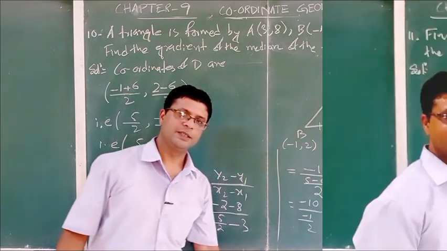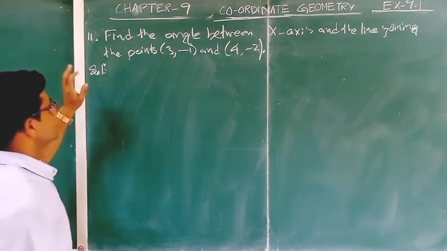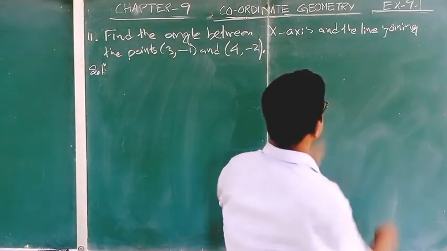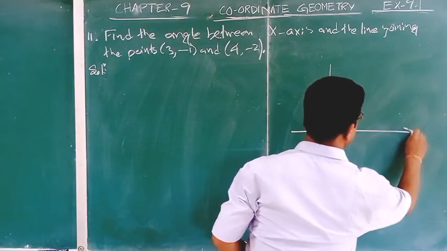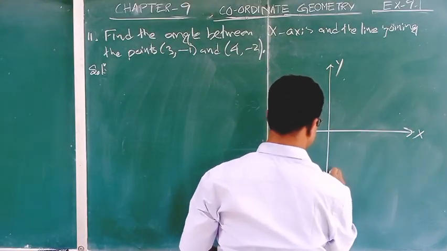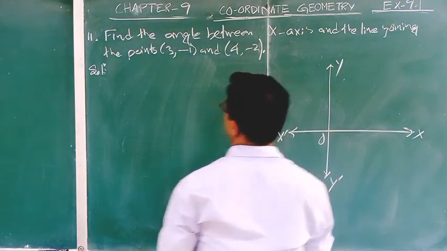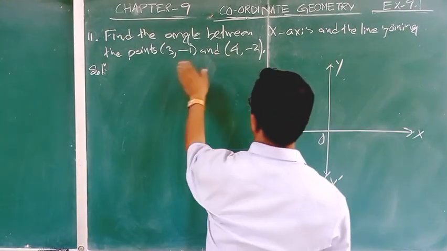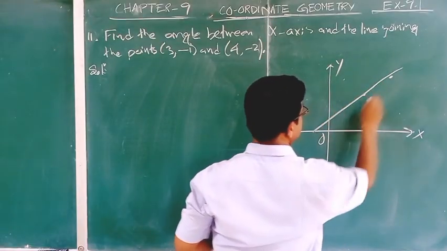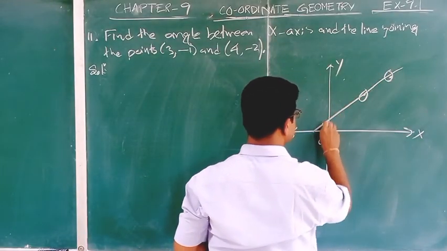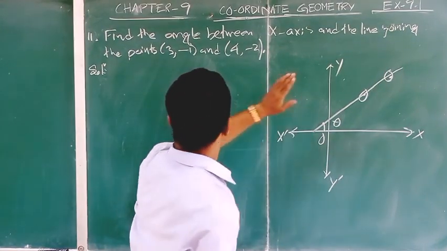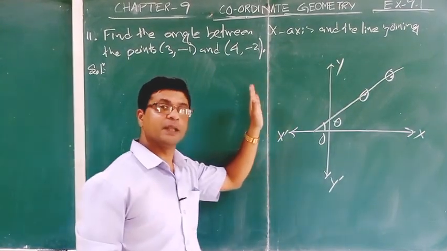Have you understood this? Now dear children, we have taken the last question, question number 11. Find the angle between the x-axis and the line. Okay. Here, this is the x-axis and this is the y-axis. This is the origin. And the x-axis and the line joining this and this. Okay, any 2 points you imagine. These are the 2 points. This is the inclination. We consider inclination. Indirectly the question is to find the inclination.